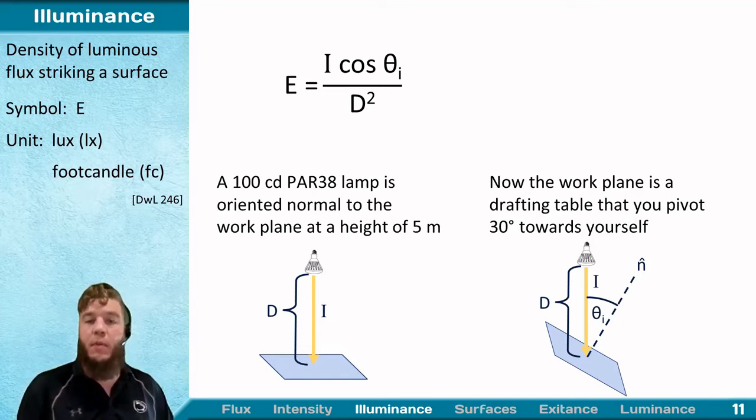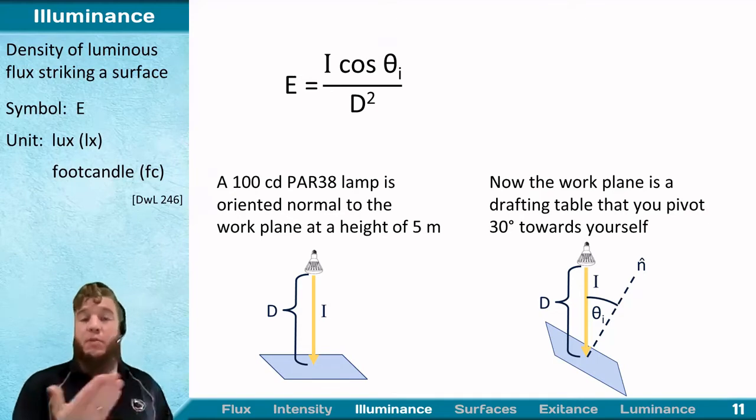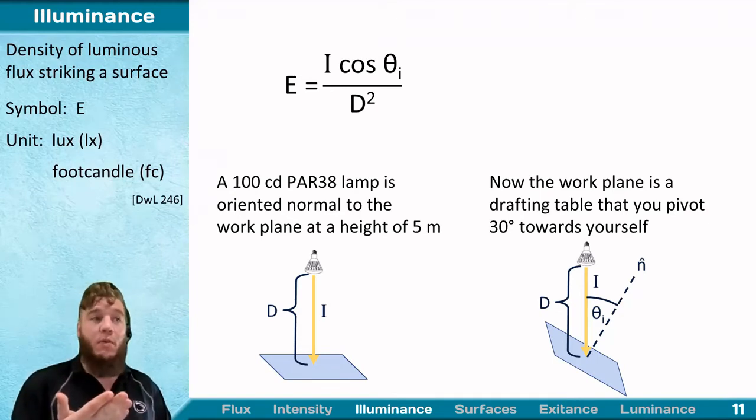For the second problem, we do need to include that cos theta value in the equation. And so if we evaluate cos 30 and multiply that by our previous value of 4 lux, that'll get us to 3.5 lux for that problem.